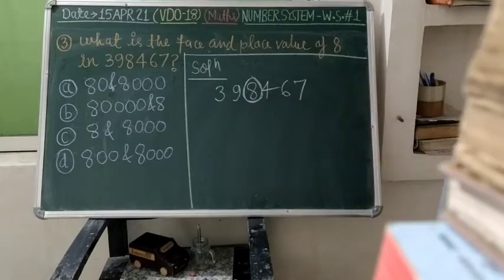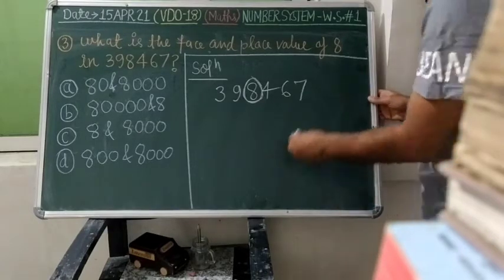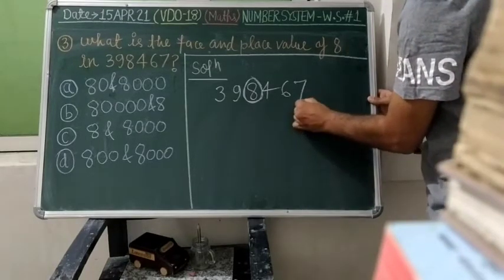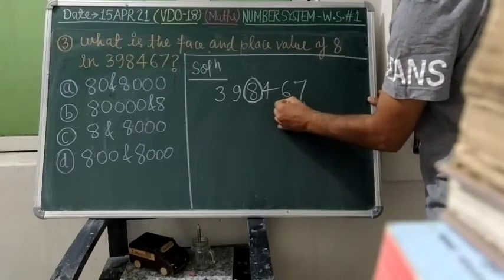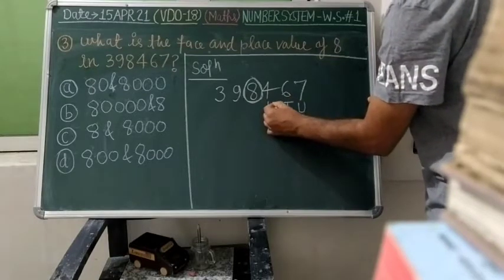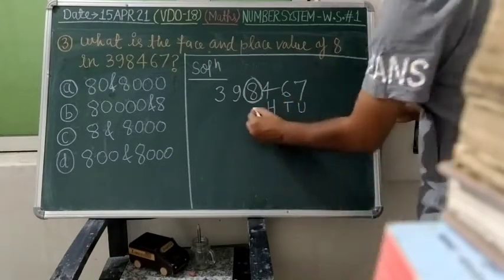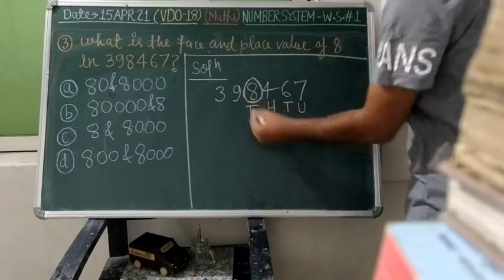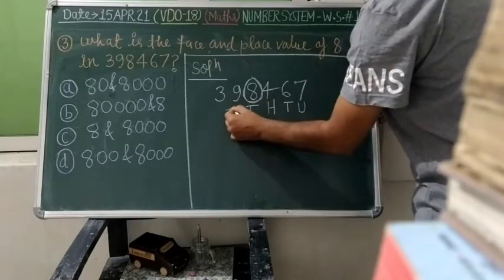For that, student, I have told you to write what? Suppose this is unit, this one is 10, this one is your 100, this is 1000, this one is 10,000.